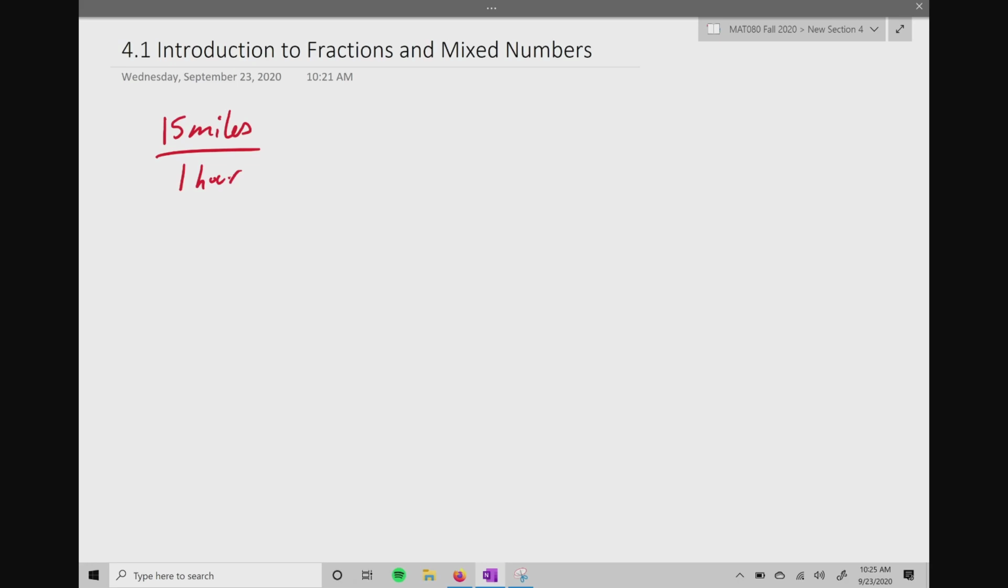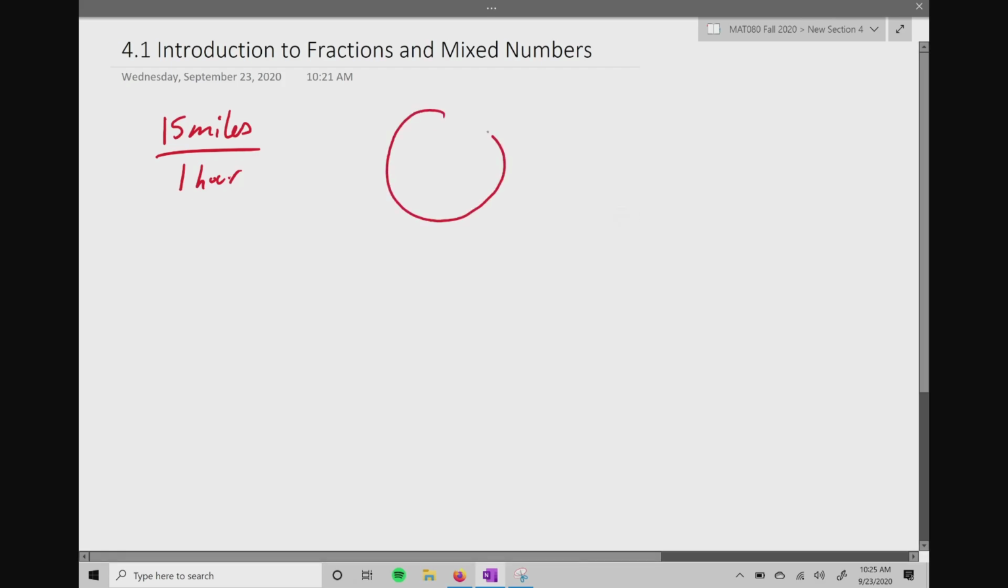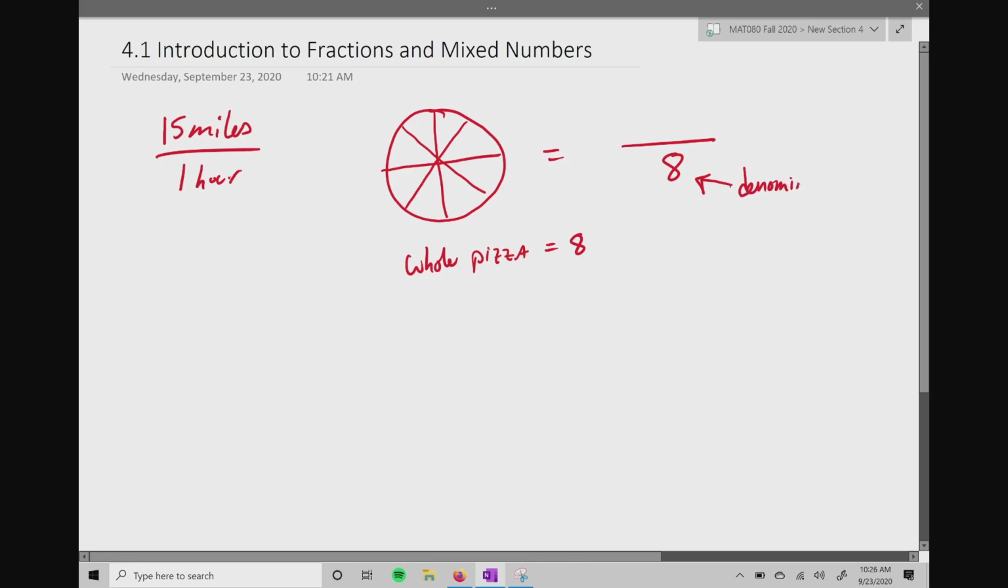And the easiest way for me to explain what a fraction really is, is with another one of my favorite foods, which is pizza. So here I have a pizza. And the entire pizza, the whole pizza, if I were to count up all the slices, equals 8. So I have 8 total slices. Well, that's the same thing as a fraction. That is what we call, and this has a special name, the denominator. The numerator would represent how many of these shaded slices I have.